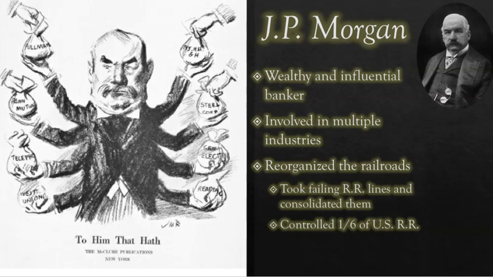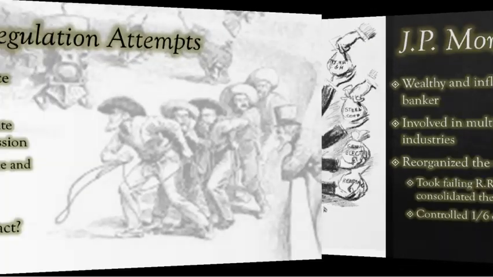Large investment firms such as J.P. Morgan and Company reorganized the railroads. As the 20th century dawned, 7 powerful companies held sway over 2/3 of the nation's railroad tracks. J.P. Morgan and Company over the years swooped up and consolidated many struggling railroad lines, and at one point he controlled 1/6 of the nation's railroads.